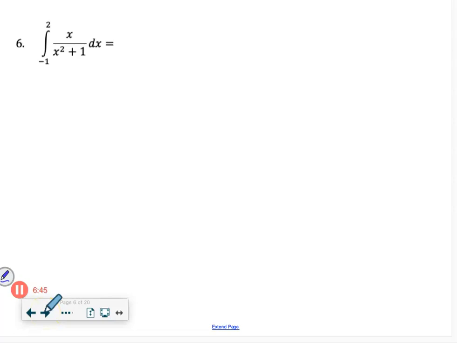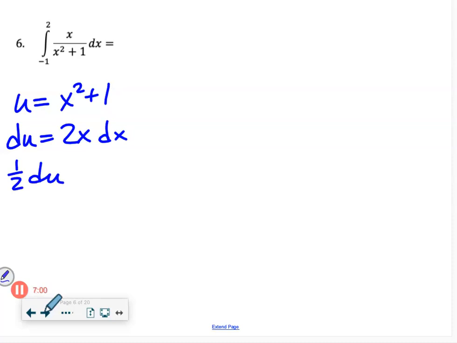All right, the next one requires what? U sub. So, u is x squared plus 1, du is 2x dx, 1 half du is x dx. When we rewrite this, it becomes 1 half times 1 over u du. You want to change your limits to match your new variable. If x is negative 1, plug negative 1 in for x and you get u equals 2. If x is 2, plug in 2 for x and you get u equals 5.